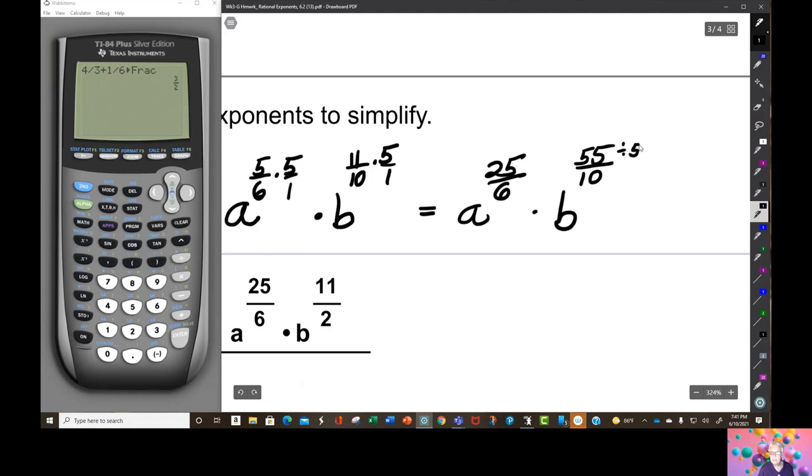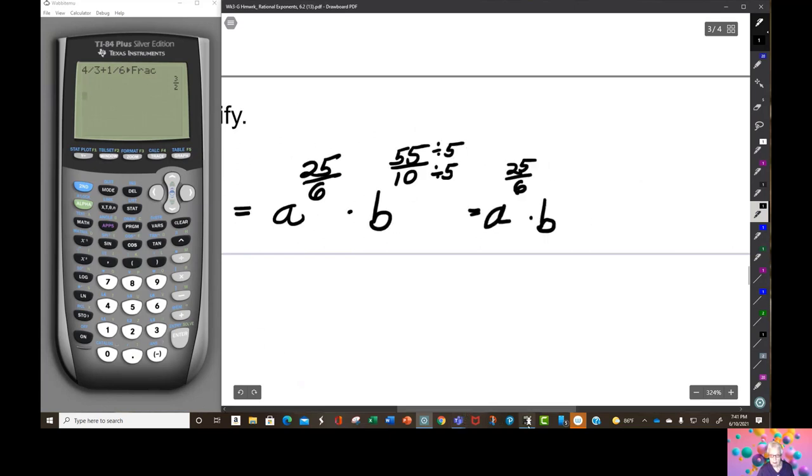Divide both of these by 5. And that will make this 11 over 2. So A to the 25 over 6 times B to the 11 over 2.